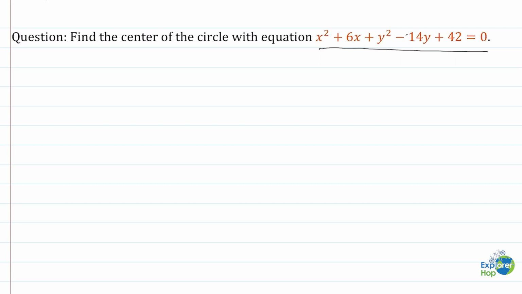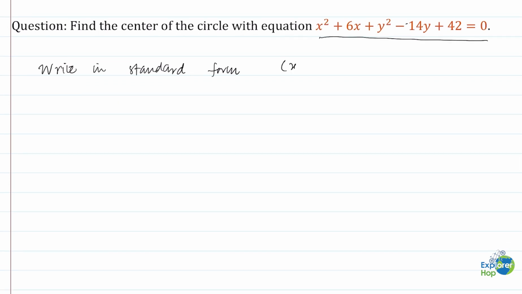in standard form. We know that the standard form of the equation of a circle is (x minus a) squared plus (y minus b) squared equals r squared, where a is the x coordinate of the center, b is the y coordinate of the center, and r is the radius of the circle. So we'll now try to rearrange the equation in this form.